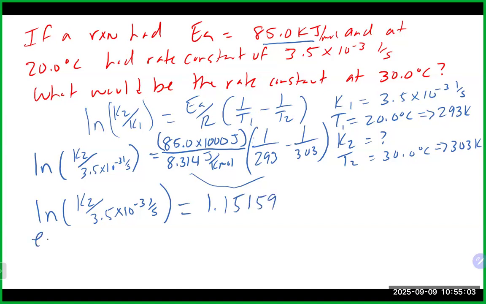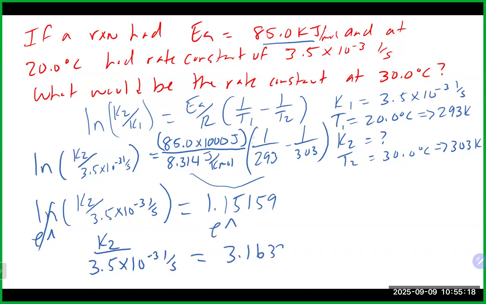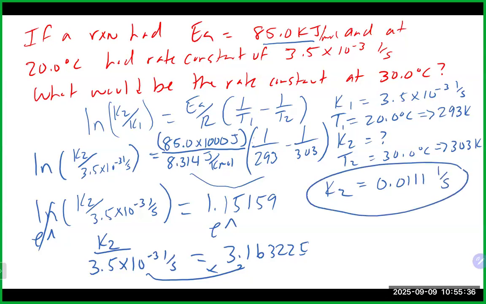1.15159. Again, we're going to E both sides there. That's going to get rid of that. And that will get us that K2 over 3.5 times 10 to the minus 3, 1 over seconds, equals 3.163225. Going to multiply that now to the other side. And that will get us here. See how bad I did making up numbers. Not too bad, I think. 0.0111. The units here would be the same units, obviously, as the other rate constant here.